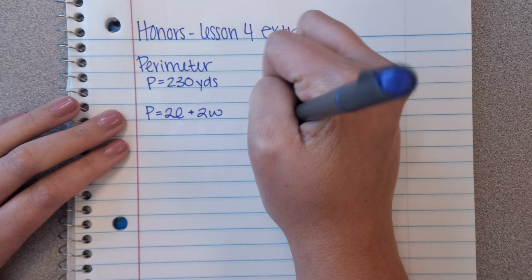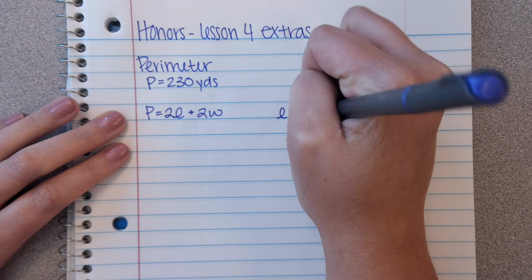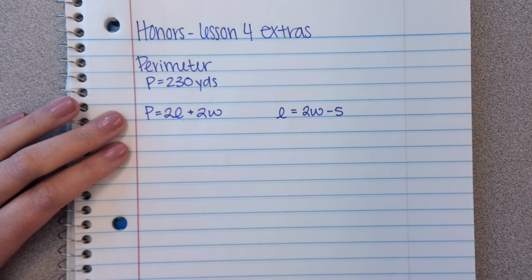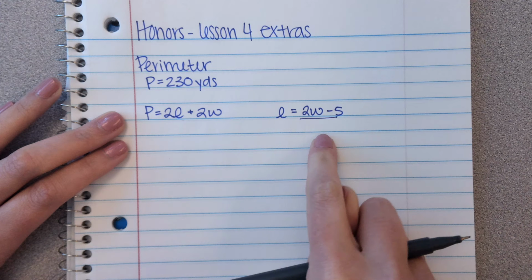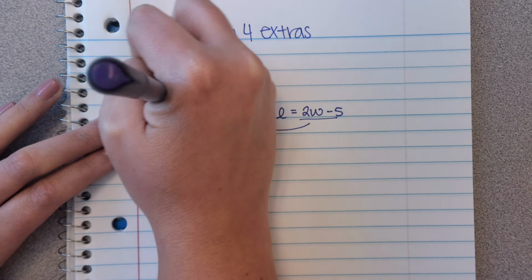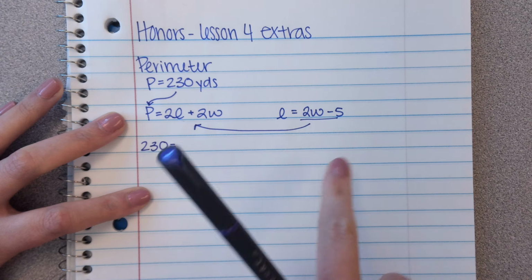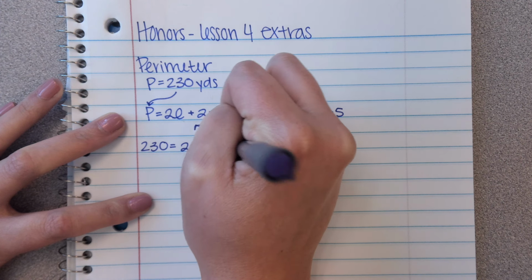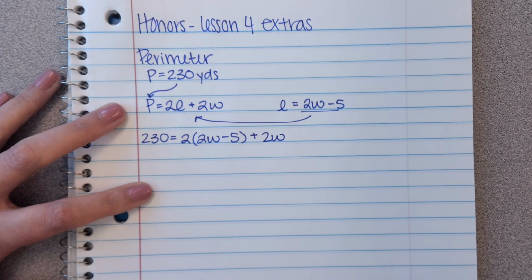Well, you're told that length equals 5 less than twice the width. So that's twice the width minus 5. Remember, if it says less than, you have to flip things around. So 2W minus 5. All right? So now we know what L equals. So we're going to plug this into our perimeter equation or formula along with what we know the perimeter is. So if we have 230 for the perimeter, instead of 2L, we can do 2 times the quantity 2W minus 5. And then we still have plus 2W. So that's a little bit of substitution there.